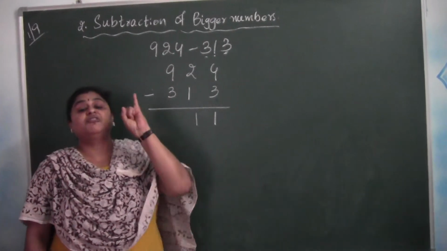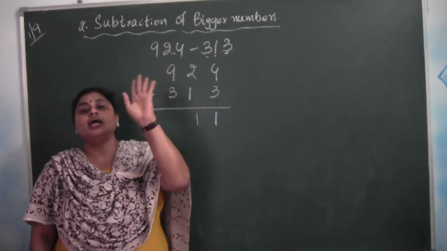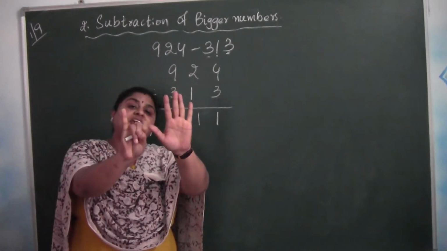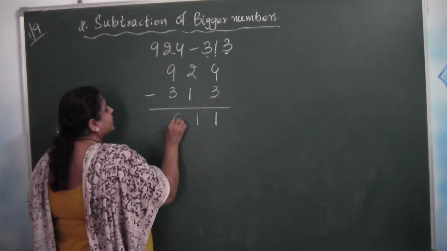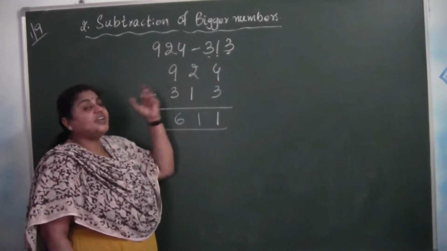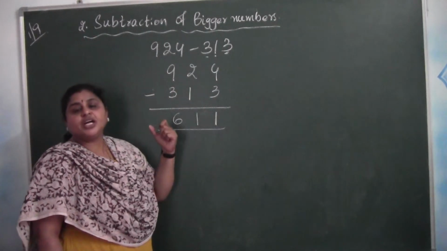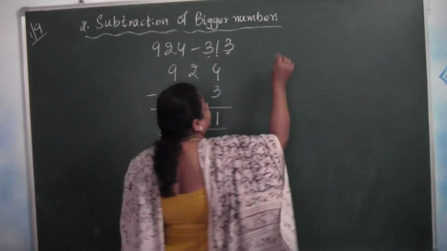After 3, 4, 5, 6, 7, 8, 9. How many fingers did I open, children? 6. So 9 minus 3 is 6. Got it? So this is how we arrange the numbers and we are going to complete the subtraction. Now let us take the other problem.